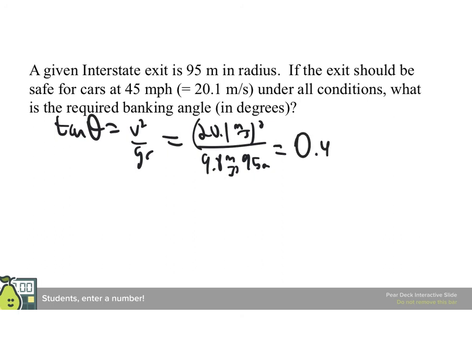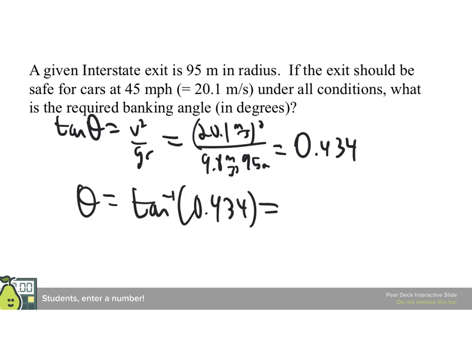This is 0.434. So theta would be the inverse tangent of 0.434, which turns out to be 23.5 degrees. That's probably actually too much, probably more like 24. Too many sig figs there, but 24 degrees, which is a pretty heavy but not crazy angle to tilt the road.